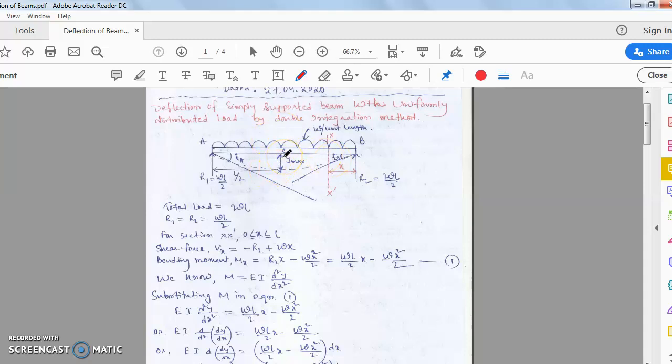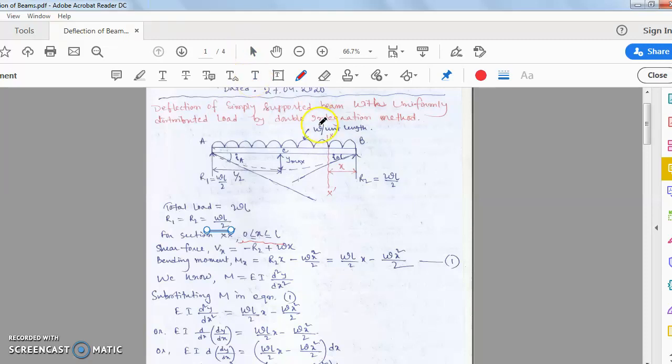So at the point L by 2 the deflection will be maximum, we know that, and at both ends the amount of reaction force will be WL by 2. Okay, so for the section XX dash we will take a section at a distance x from the right hand side. This is the same process as we plot in the shear force bending moment diagram.